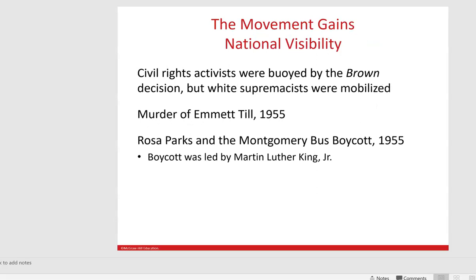In 1955, some said that Emmett Till, a young teenage African American, made inappropriate comments to a white female and was kidnapped, tortured, and killed.